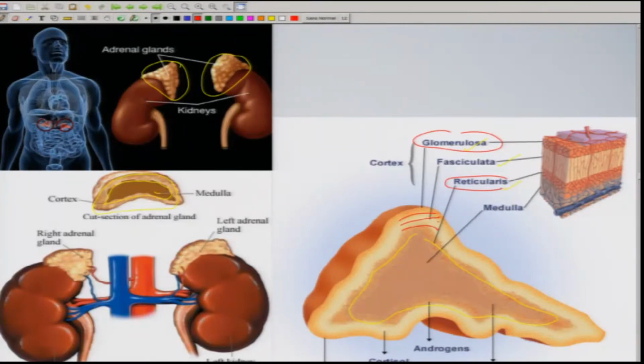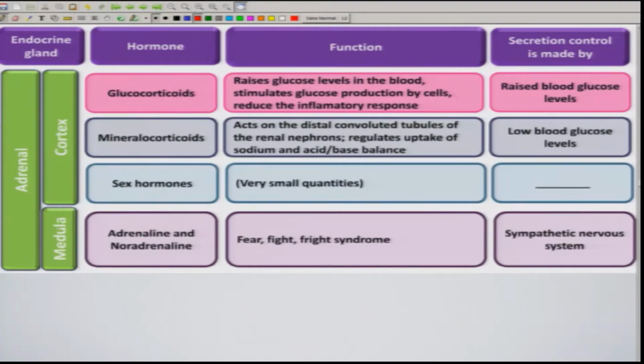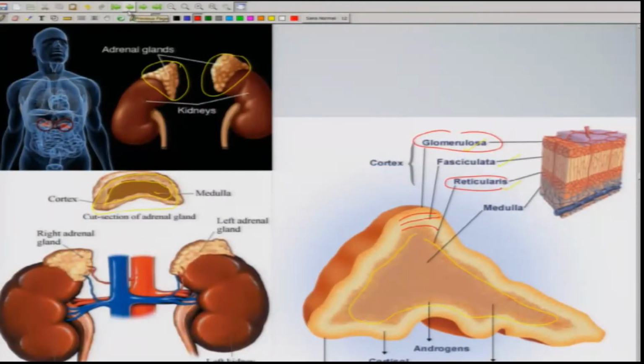They are located like this, three layers, and each one of these layers has a different function. Now, the endocrine part of it: the medullary part is involved in secretion of hormones like adrenaline and noradrenaline, which regulate the sympathetic nervous system, the fight or fright syndromes, whereas the cortex is involved with glucocorticoids, mineralocorticoids, and the sex hormones. They are secreted in very small quantities, but it is still not clear what the function of the sex hormone, androgen, secreted here is. So, it is not really clear to this date.